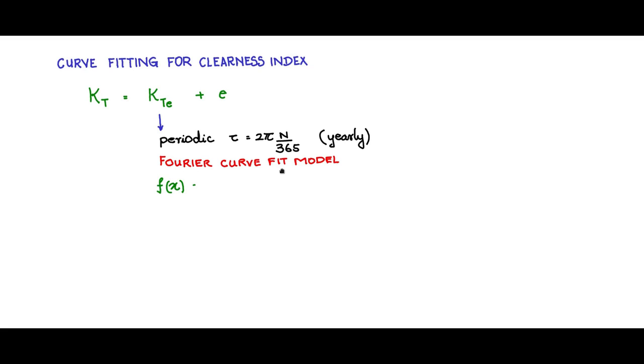Now let us choose this particular KTE as some function of x, like this: a1, which is a DC offset, plus a2 sine tau, plus a3 cos tau, plus a4 sine 2 tau, plus a5 cos 2 tau, plus so on. So this is the Fourier series curve fit model that we can use, having the fundamental and the harmonics of the fundamental. And what is x?